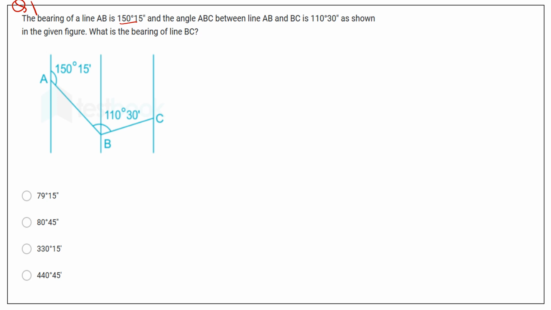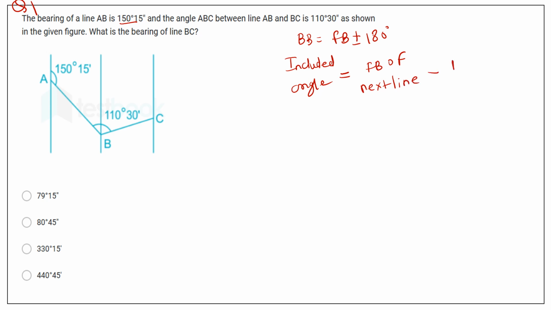The formula to find the back bearing is: back bearing equals fore bearing plus or minus 180 degree. There is another formula, for the included angle: included angle equals fore bearing of next line minus back bearing of previous line. These are the two formulas used to find the bearing of line BC.